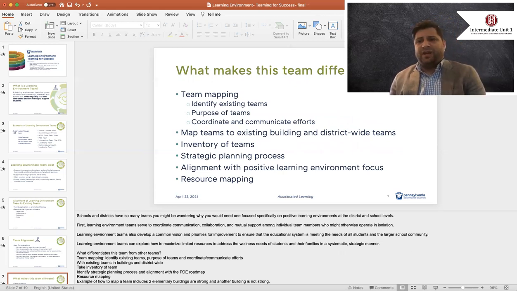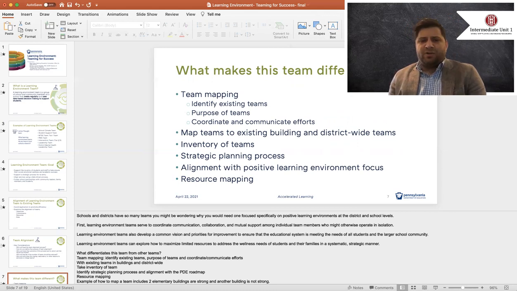Oftentimes, and I think everybody can relate to this, schools and districts have so many teams that you might be wondering why you would need one more. Why do we have to add one more? And why is this one different? I'm sure that's a question going through everybody's minds right now.